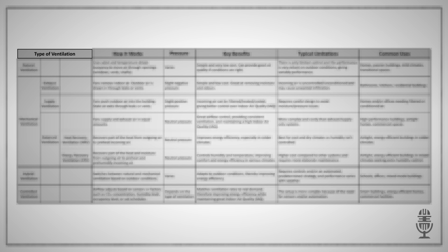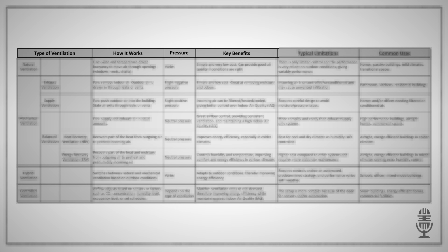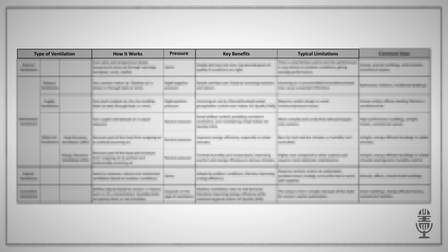Ventilation is one of the most fundamental aspects of building performance. It affects indoor air quality, thermal comfort, moisture control and energy use. But not all ventilation systems work the same way. In this video, we'll walk through the main types of ventilation systems, explain how they differ, and discuss where each approach is typically used. By the end, you'll have a much clearer understanding of how each system works and where it's best applied.